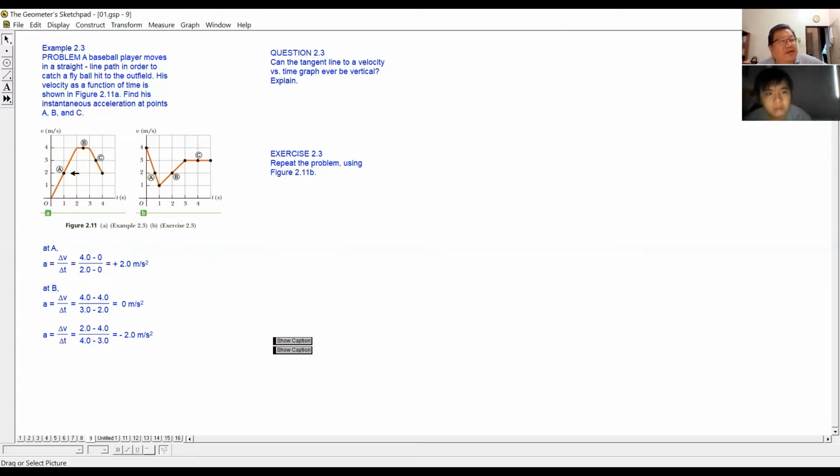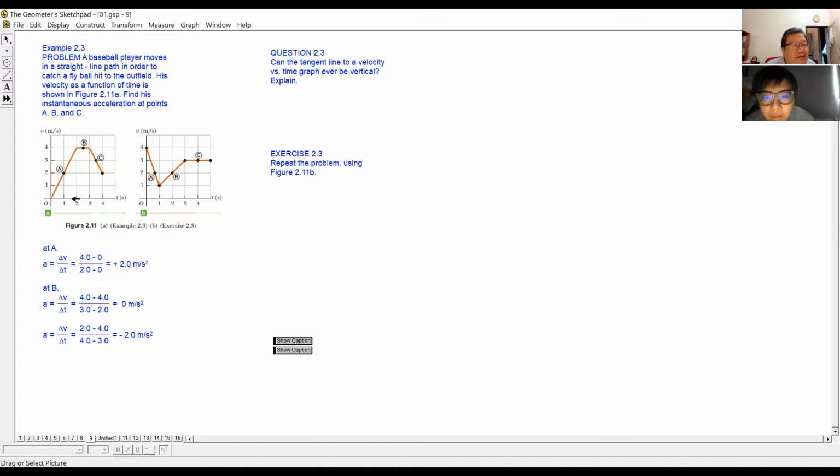Now, can you use the formula for finding the slope of this line here? Can you find the slope of this line? You use this point here: velocity 4, velocity 0, divided by time 2 minus time 0. So we use delta V over delta T.